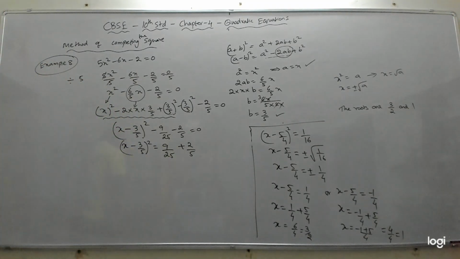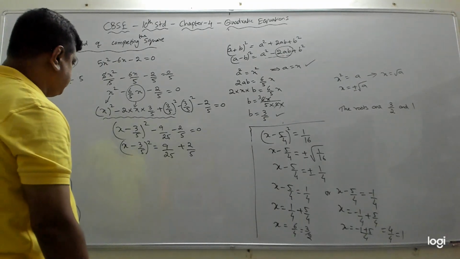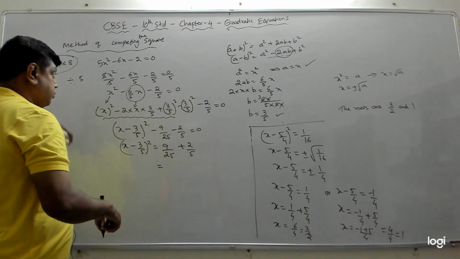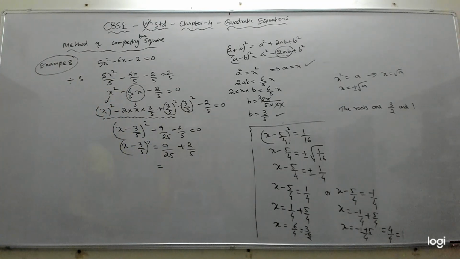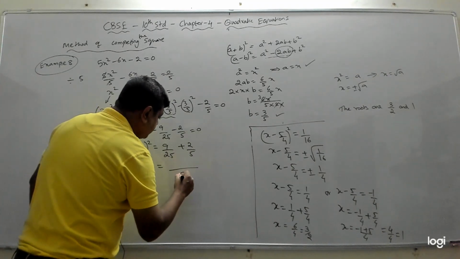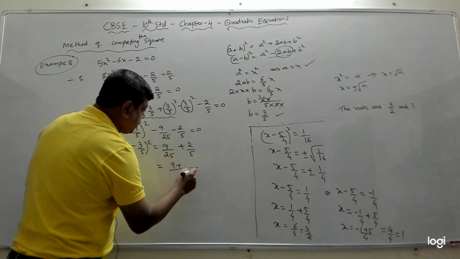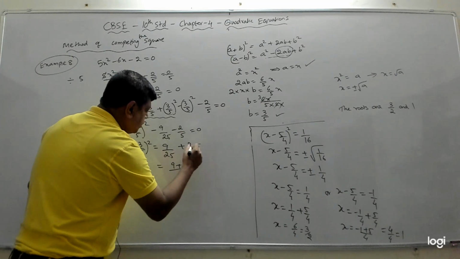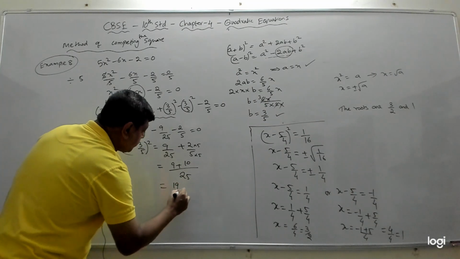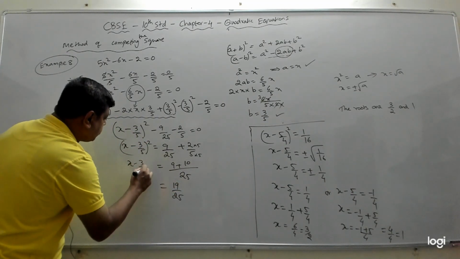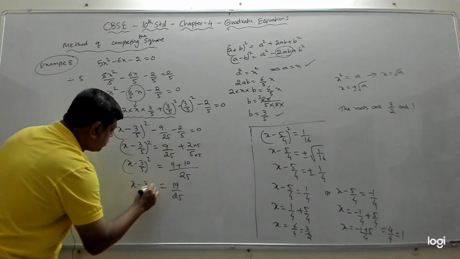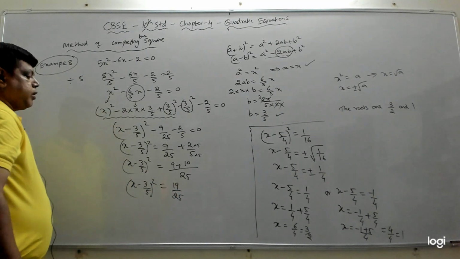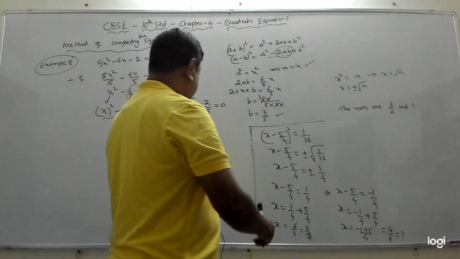Fine. Now what do we do? We will have to add them, right? Equal to. So what do we get? If you try to add them, now add these two. So 25 is the denominator. 9 plus 5 2s are 10. 5 5s are 25, 25 into 5. 2 5s are 10. So you will get 19 by 25. Here you will have x minus 3 by 5 the whole square. So x minus 3 by 5 the whole square equals 19 by 25. Right?